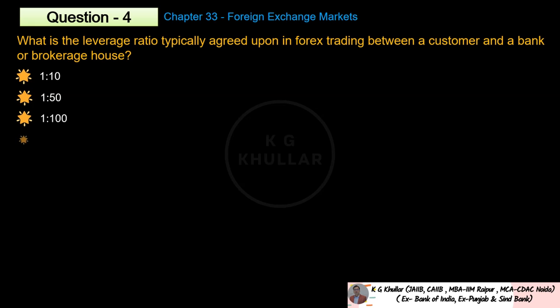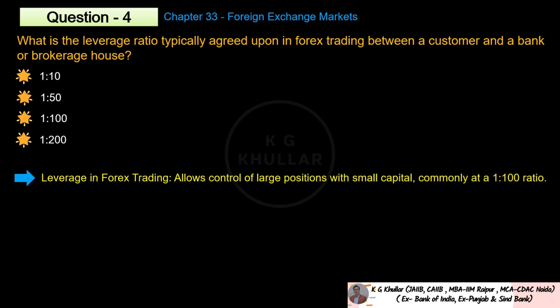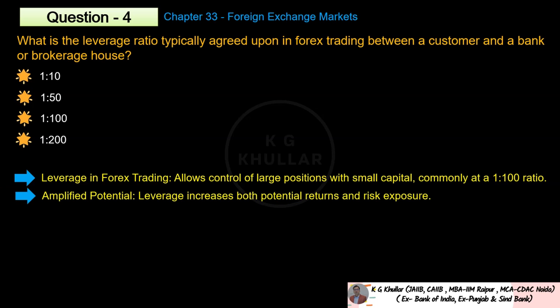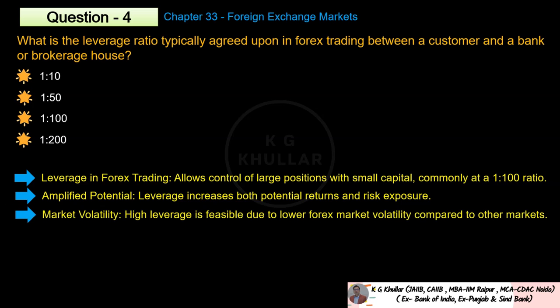Now friends, please note in Forex trading, leverage refers to the ability to control a large position with a relatively small amount of capital. The leverage ratio is in fact a key factor in trading because it allows traders to amplify their potential returns, but it also increases their exposure to risk. So the leverage ratio typically agreed upon between a customer and a bank or a brokerage house in the Forex market is often 1:100. Now, this means for every 1 unit of currency the trader puts up, they can control 100 units in the market. I hope this is clear to you.